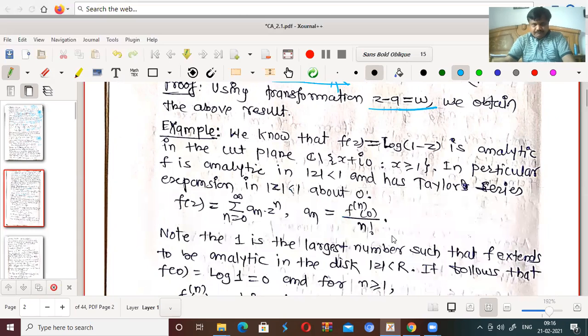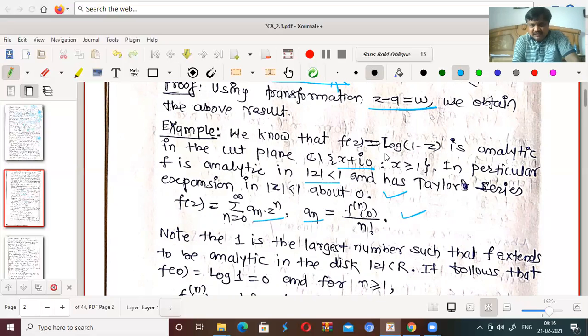For example, we know that f(z) equal to log of (1 minus z) is analytic in the cut plane C apart from x plus i0 for x greater than or equal to 1. In particular, f is analytic in mod z less than 1 and has a Taylor series. Every function which is analytic in a given domain has a Taylor series expansion; in mod z less than 1 about 0, f(z) equals summation from n equal to 0 to infinity of a n z raised to n, where a n equals f^(n)(0) upon n factorial.